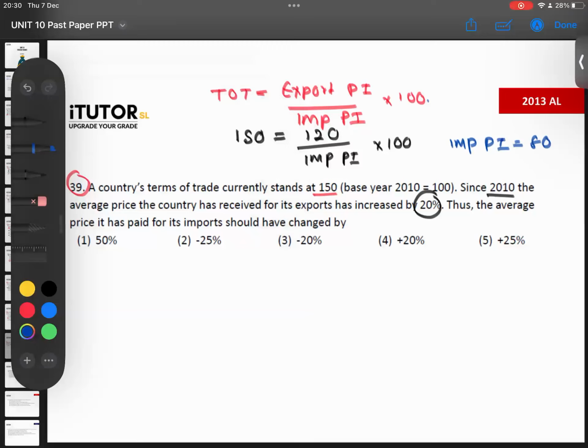Now, is that our answer? No. They are asking you by what percentage it would have fallen. In the base year, import price index is 100. Now, when we calculated, we got import price index 80. So it has fallen by how many percent? Your import prices would have fallen by 20%.